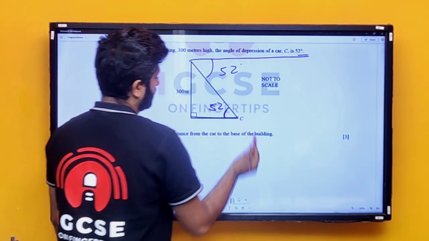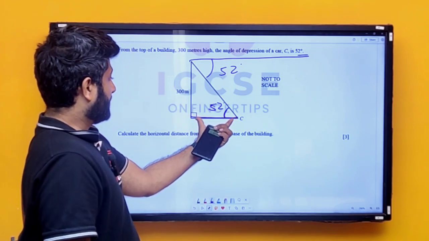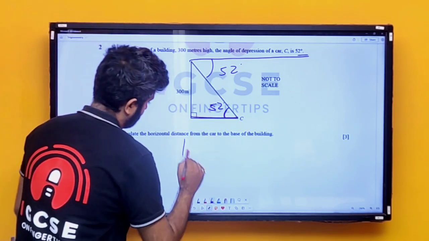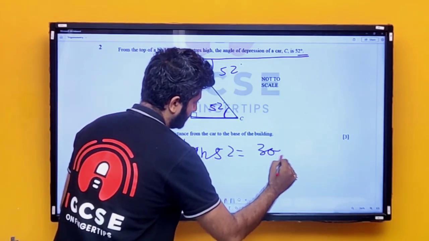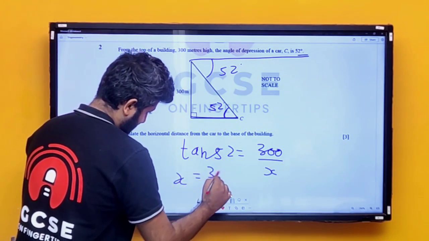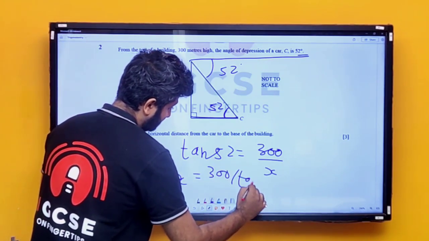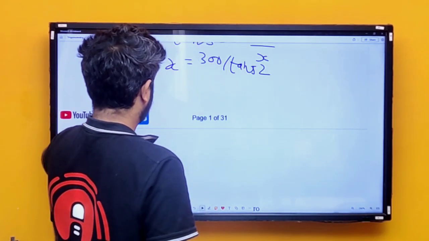I'm supposed to find the horizontal distance. Horizontal distance means I'm supposed to find adjacent. So tan 52 is opposite upon adjacent. So I can find x as 300 upon tan 52.